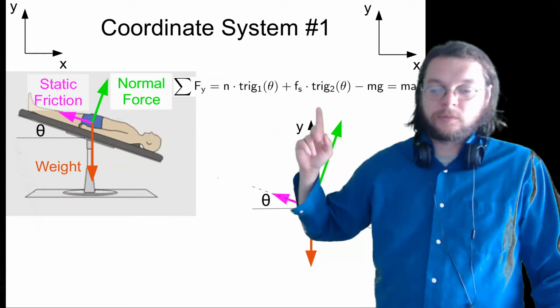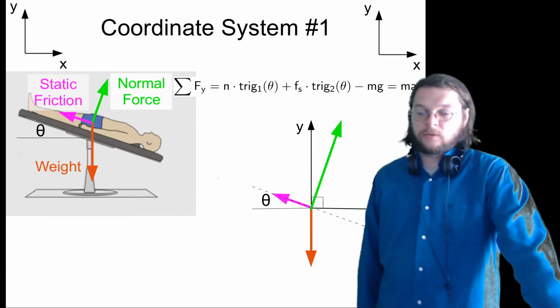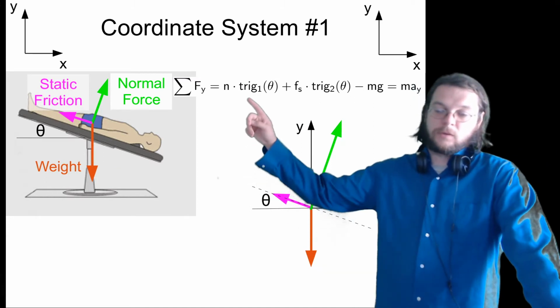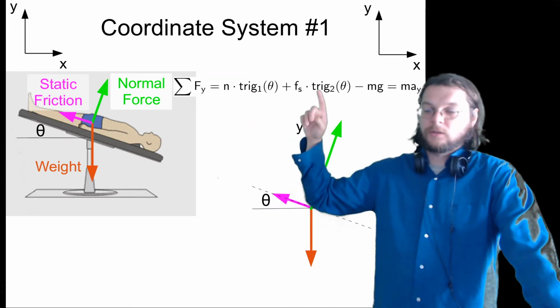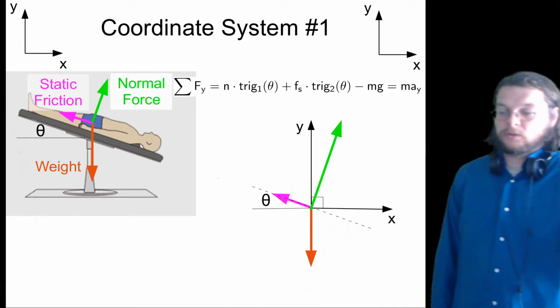Thankfully, there's only one angle in this question, so we only have to worry about one theta. There's no theta 1, theta 2. This is either a sine, cosine, or tangent, and this is either a sine, cosine, or tangent. All right, so let's try to figure out what these trig functions are.